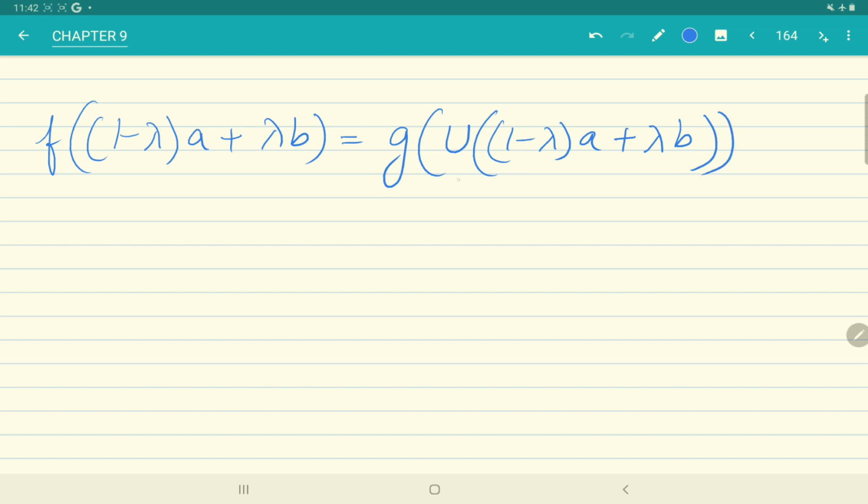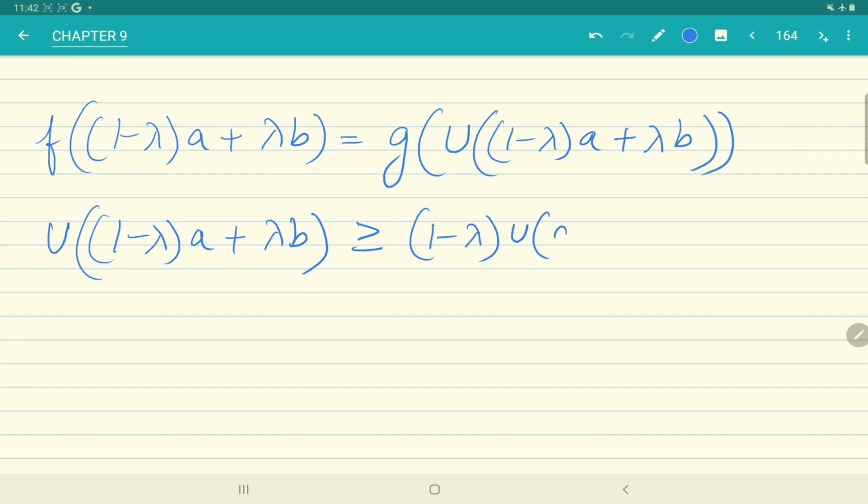I know that I started with the fact that u of x is a concave function. So u is concave. That just means I can write u of 1 minus lambda a plus lambda b is greater than or equal to 1 minus lambda u of a plus lambda u of b. This is because u is concave. We already know that.